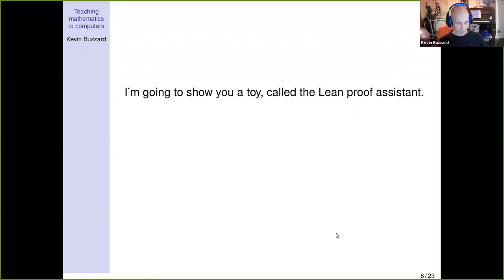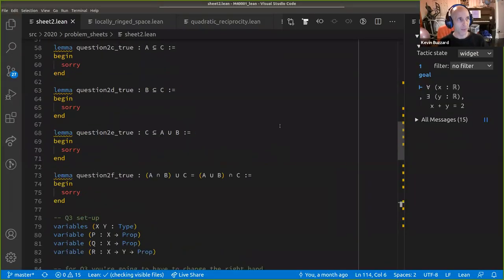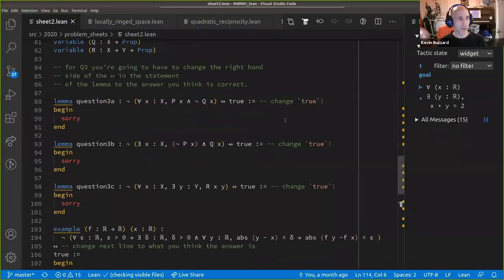So now I'm going to play a computer game for a little while. I'm going to show you the kind of things I've been doing with the undergraduates. I've just finished teaching an undergraduate course in elementary analysis. And so here is one of the problem sheets I gave my students, and I give them the problem sheets in this standard way. I give them a PDF.